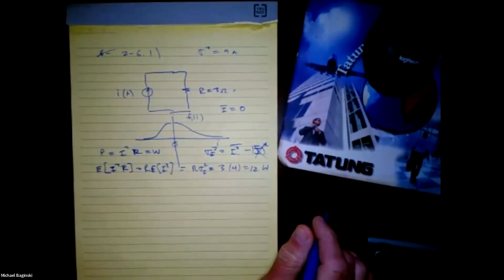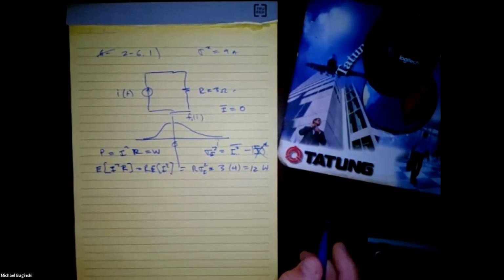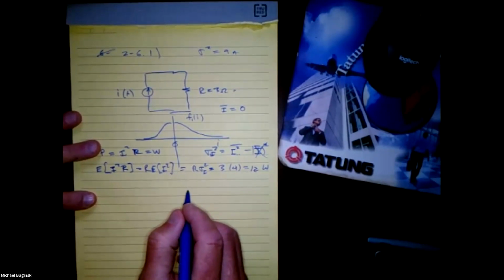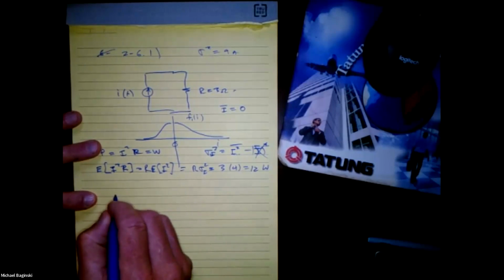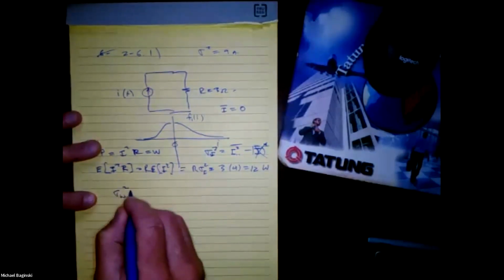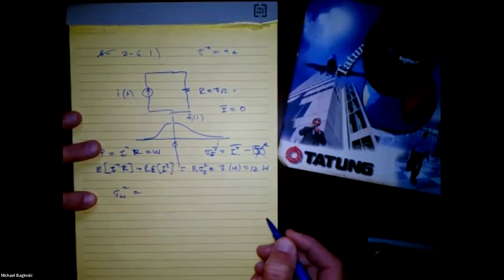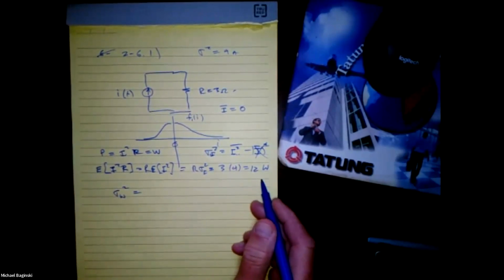Do y'all remember this class quickly? Trying to get through this fast, right? Okay, what's the next part? It says find the mean value of the power dissipated, find the variance. So now we want the variance in the actual power dissipated. Do y'all remember how to get that? Well, that's the mean value, right?